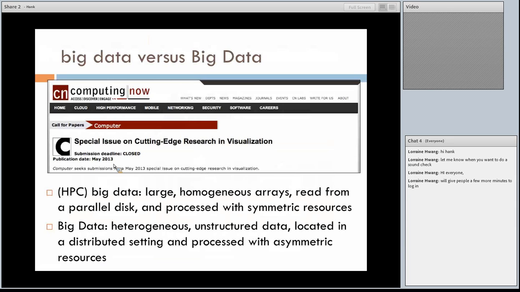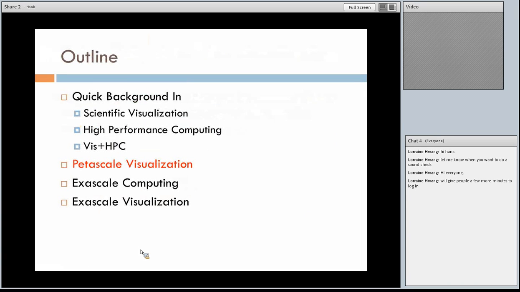Now, I submitted an article to a computer magazine back in May of 2013, and we talked about big data visualization. One of the reviewers rightfully told me that we really weren't talking about the big data that the rest of the world talks about. They referred to the big data we do as little b, little d, big data, and the big data the rest of the world does as big B, big D, big data. The point that they made, which I agree with, is that we in the Viz community are focusing on large homogeneous arrays. We're reading them from a parallel disk, and we have symmetric resources. A lot of other communities talking about capital B, capital D big data are talking about heterogeneous unstructured data located in a distributed setting and processed with asymmetric resources. So we're solving a hard problem, but it's different than this other hard problem that a lot of the big data community is looking at. And it's not that there aren't lessons learned that can be passed between the two, but it's worth noting that they are different.